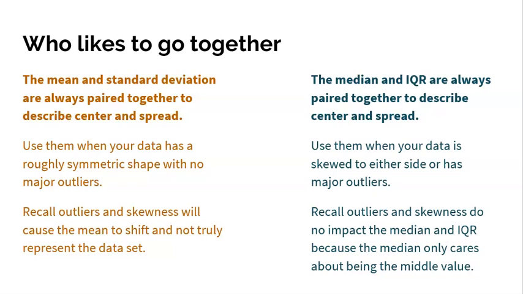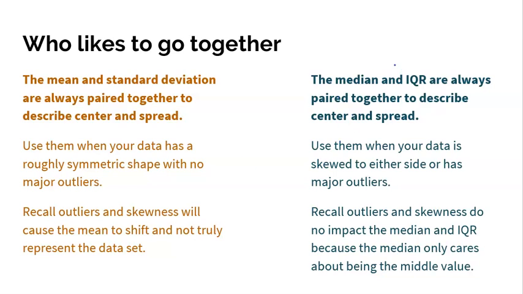All right, so who likes to go together here? So let's just start with what I just kind of ended with. The mean and standard deviation are always paired together when you talk about center and spread because the definition of standard deviation is how far typical data is from the mean. So they are partners in crime. Now, when do you use the mean and standard deviation to describe data? Anytime you're symmetric. If you're symmetric with no major outliers, use the mean and standard deviation. Remember, outliers and skewness will cause the mean to shift and not truly represent the data. So when we have major outliers and skewness, we don't like using the mean, which brings us to what's over here. The median and the IQR are used when you have data that is skewed or has major outliers.